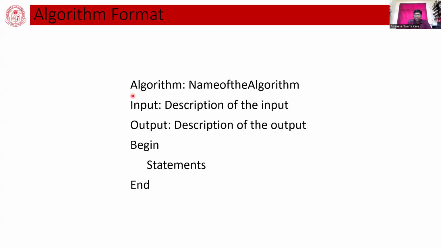This is the algorithm: the keyword algorithm, and then you specify the name of the algorithm here. Input describes the input. If the program takes a positive number, we write that, for example, the program takes a positive integer number. We describe the output: what is the expected output of the algorithm? Then there is a begin statement and an end statement. Between these two, we write the actual statements, which are formed using sequence, selection, and repetitive constructs of structured programs.